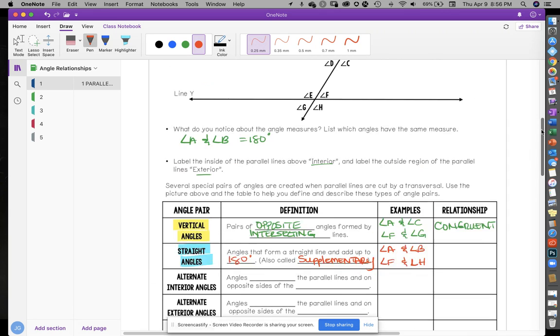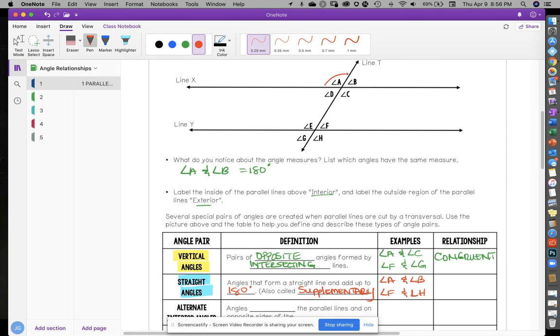All right, so let's look up at those. We have A plus B. Yep, that gives me a straight line. You could even have it going this way, F and H. You can have it going to the side as well. So since those add up to 180, the relationship is that it makes a supplemental angle, or we just call them supplementary.